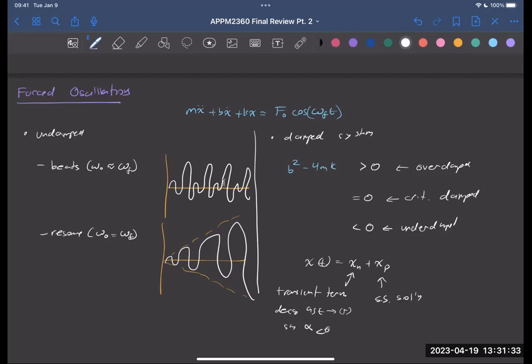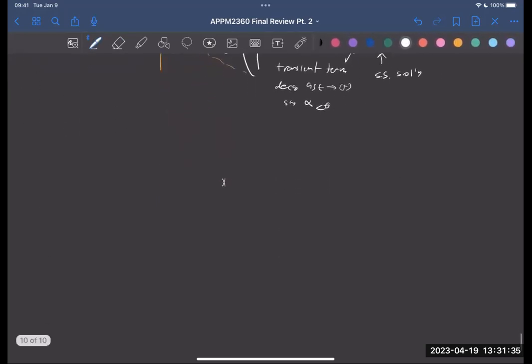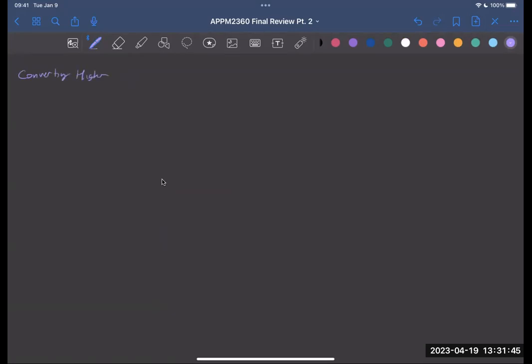Okay, perfect. The last thing we're going to talk about is converting higher order differential equations to systems of equations. The important thing to note here is that the coefficient of your highest order derivative, y to the n, must be 1. If it isn't, then you have to rearrange your differential equation until it is 1.